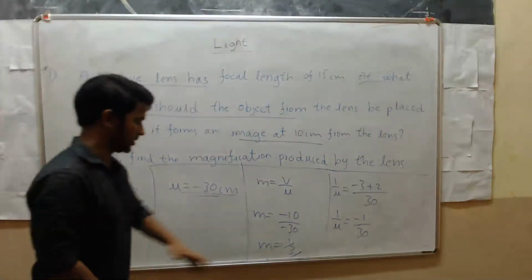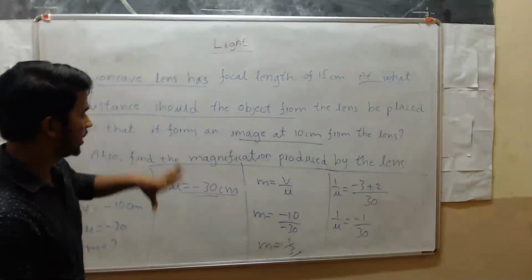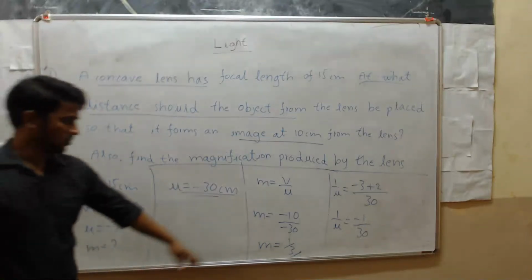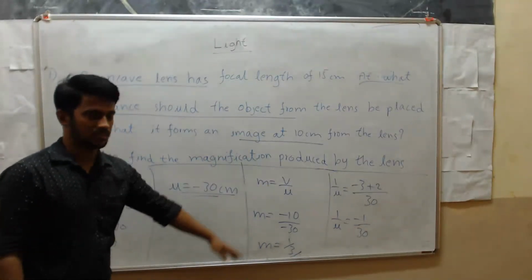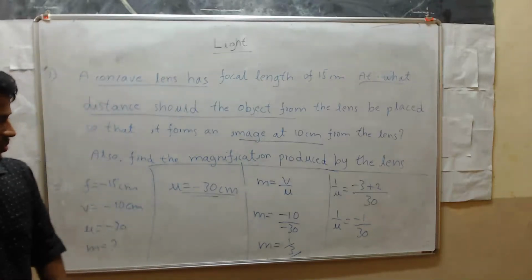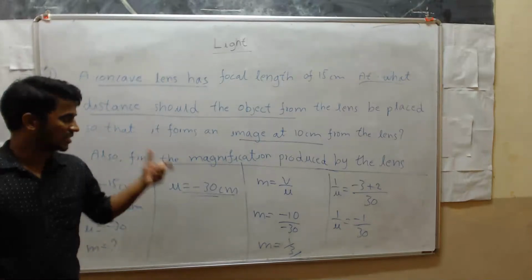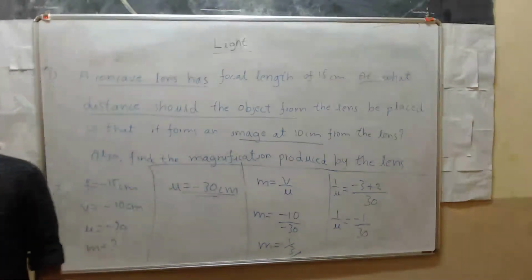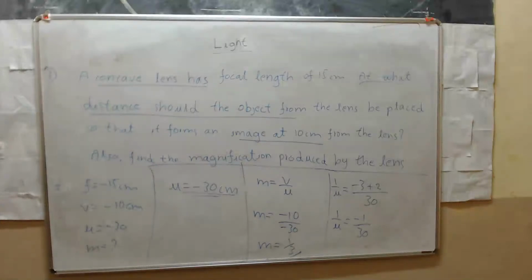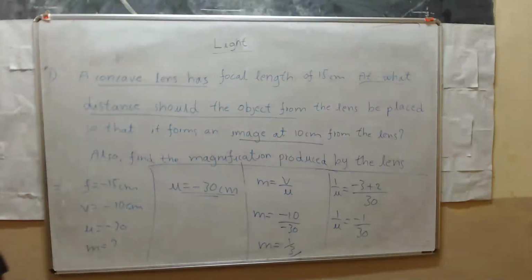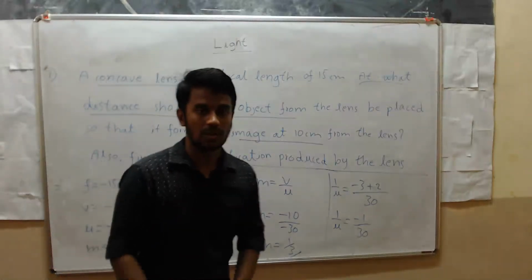Here also the magnification has no unit. Why? Because we are just comparing how many times the image is greater or smaller than the object. So here magnification is 1 by 3, which is equal to 0.3 or so. So clearly we can say that the height of the image is less than the height of the object, or we can say that the image is one third the size of the object. So I will stop here. Tomorrow I will continue the class.